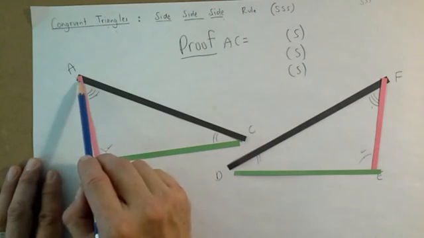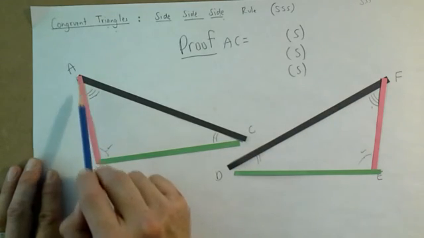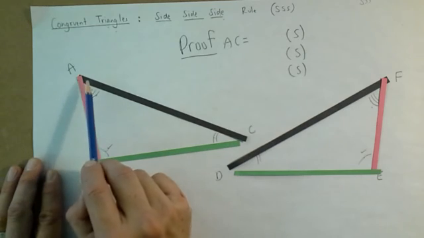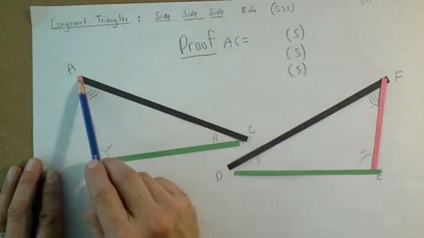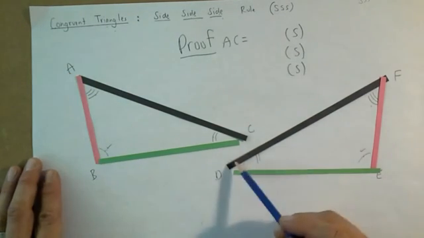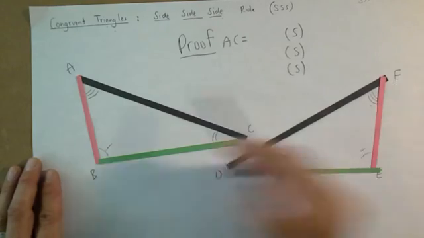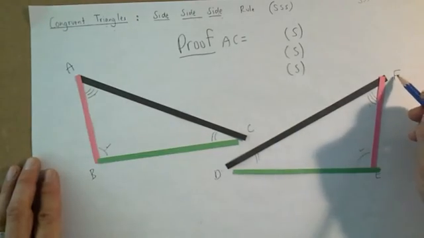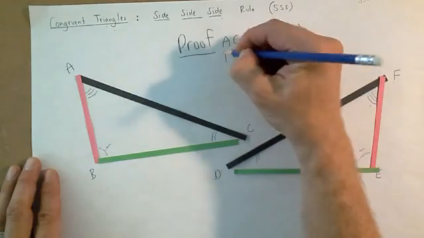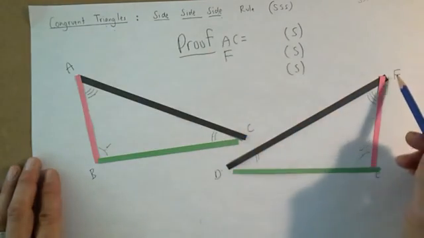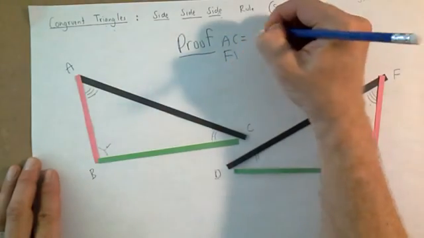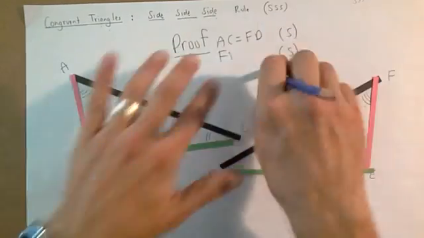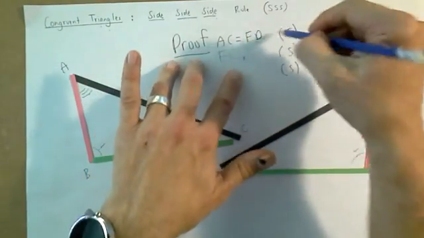If this is A over here, A is touching the red. This black line here, AC, is touching the red, and that's where A is. So I have to find out whether it's D or F that corresponds to A, and it's actually F. F corresponds to A, so it's side AC equals side FD. And that's my first side.